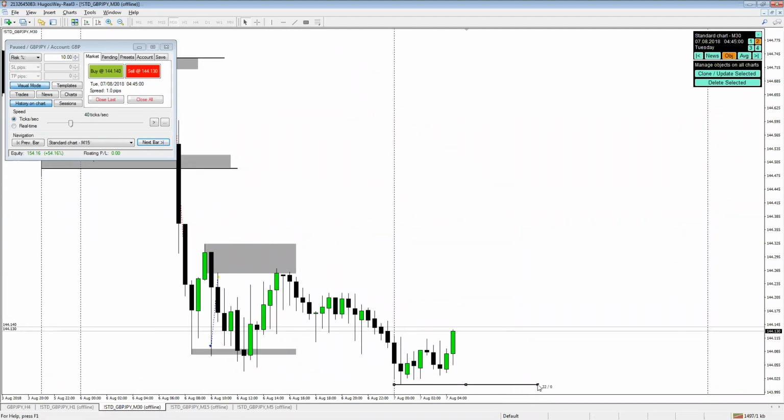So why do you start at 04:45? 5 o'clock is 2 hours before London Open. London Open is at 7 o'clock. So 2 hours before London Open, that is my pre-London trade. My London trade is pre-London to London Open.